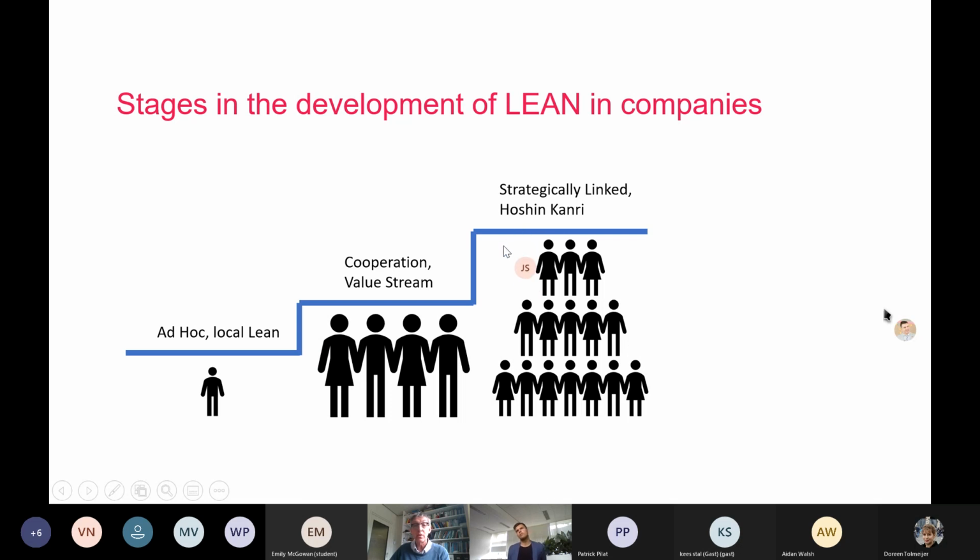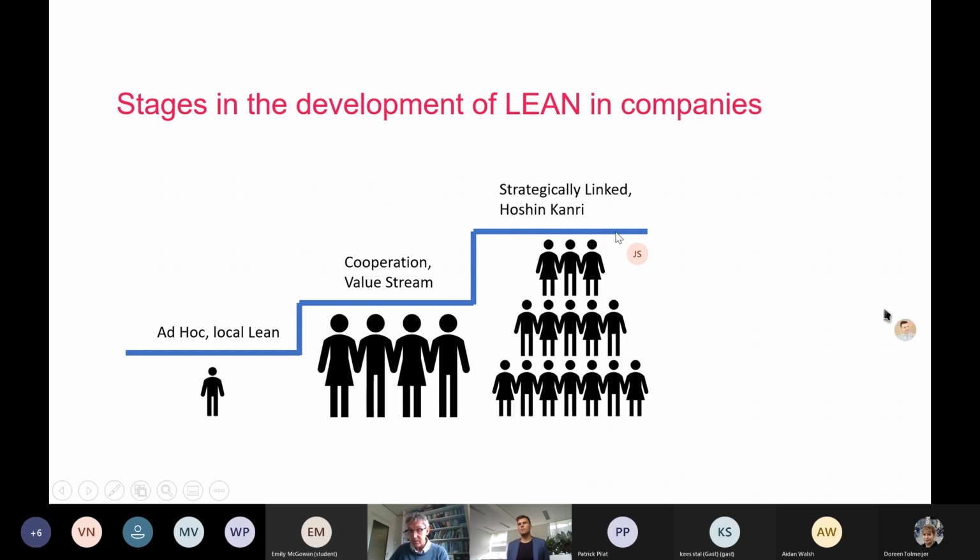Hoshin Kanri becomes important. So the alignment of all activities on all levels of the organization, and also between all the different departments of the group. Because only within one level, within one value stream won't work. You need to align the whole organization from top down and also bottom up. So that means strategical linking. But there's also a ceiling from that.